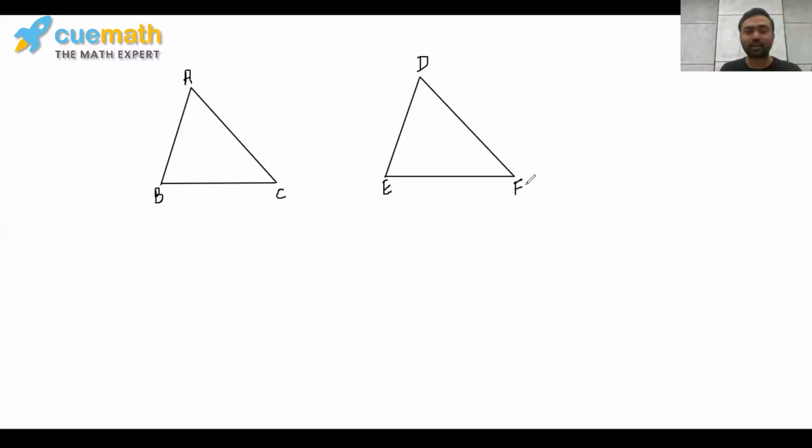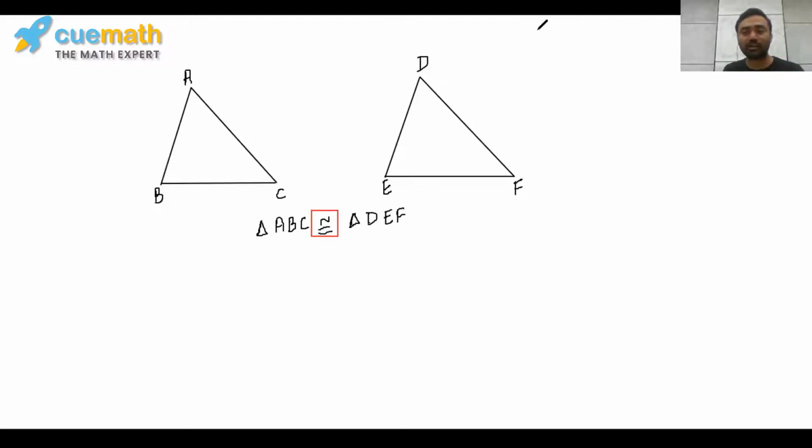Now, if these two triangles are congruent to each other, let us see how this is written. Basically we write this as triangle ABC is congruent to triangle DEF. Now this particular symbol which I have drawn in the middle, I'll just mark it for you. You must have seen this in different books. This is the congruency symbol which we use to denote the congruency between two triangles.